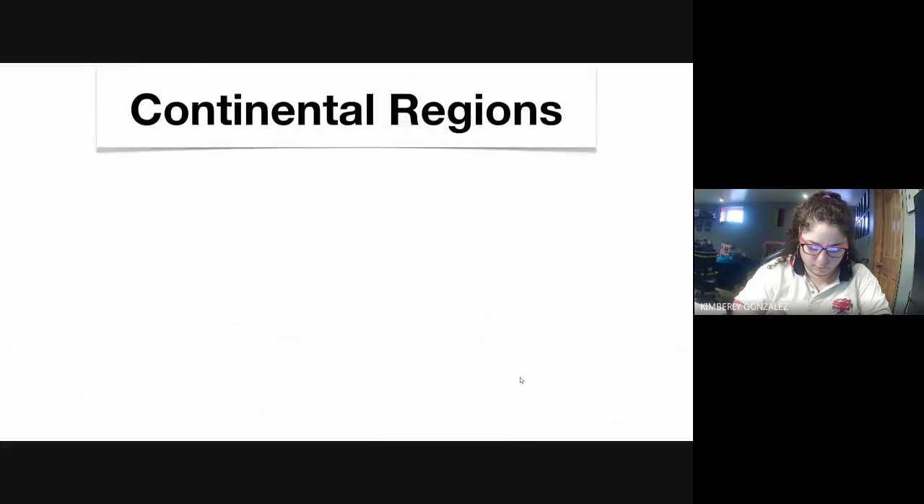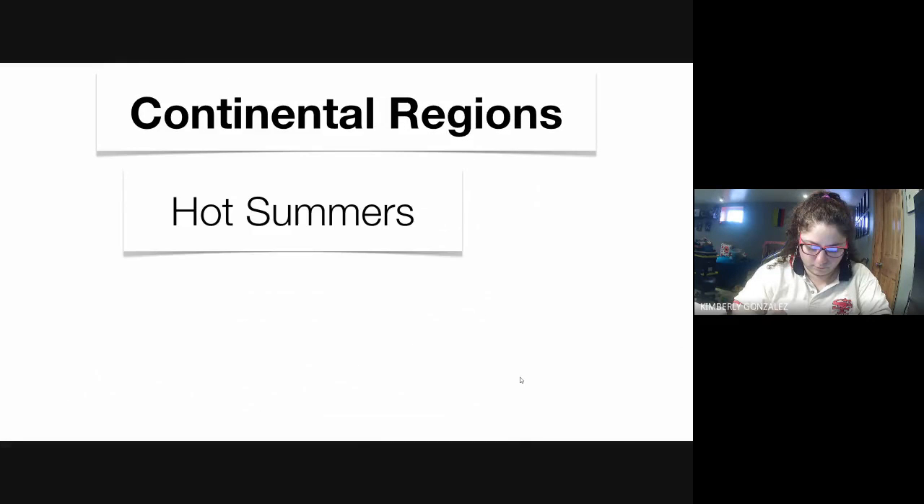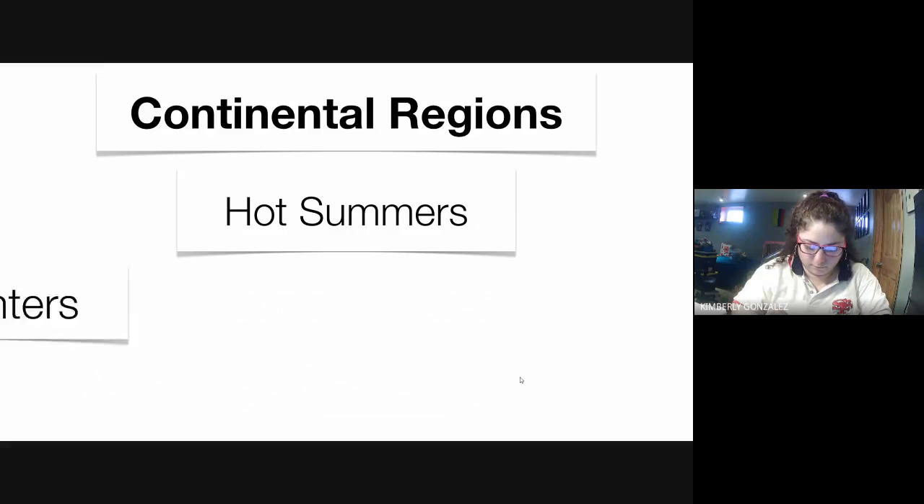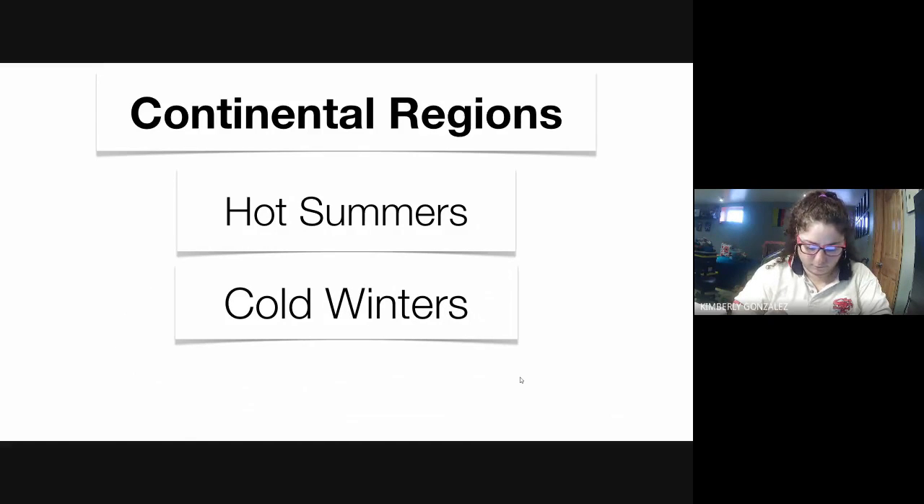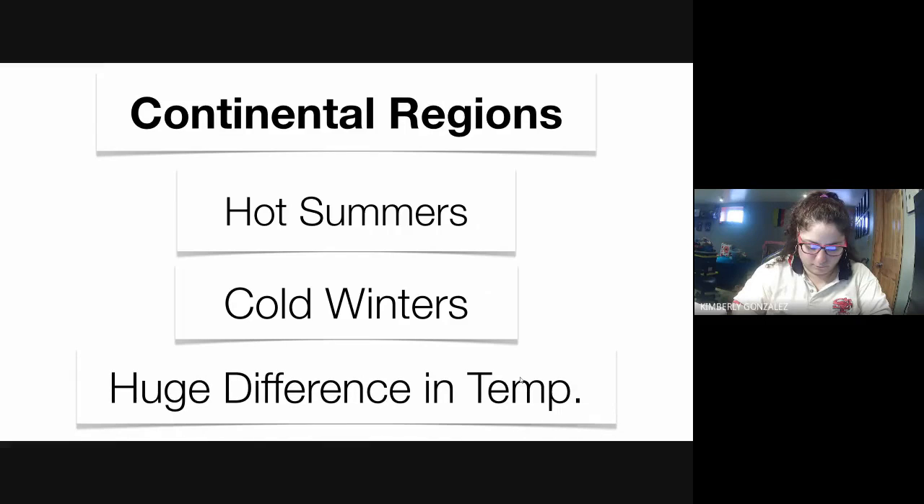You compare that with your continental or more inland regions, because land heats up so quickly, you're going to have really hot summers. Because land cools off very quickly, you're going to have very cold winters. So you will have a very big difference between your summertime temperatures and your wintertime temperatures.